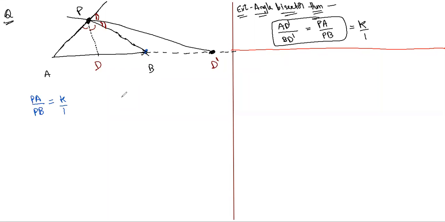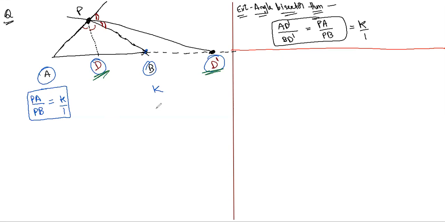Everyone remembers section formula? Coordinate geometry? Yes, sir. Okay. Who can tell me how to find point D and point D dash if I tell that A and B are given and the ratio K is given? Can someone explain how we can find D and D dash?